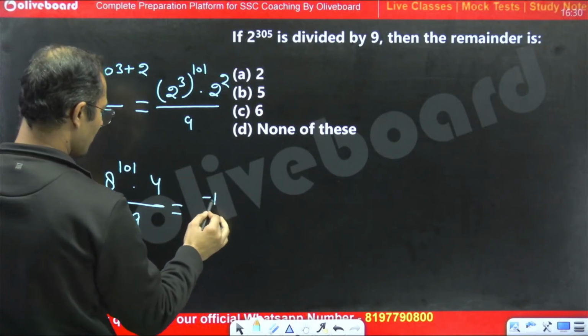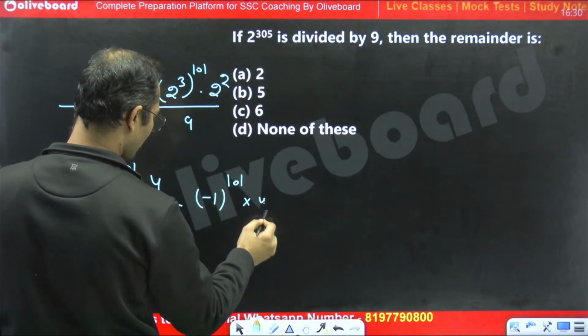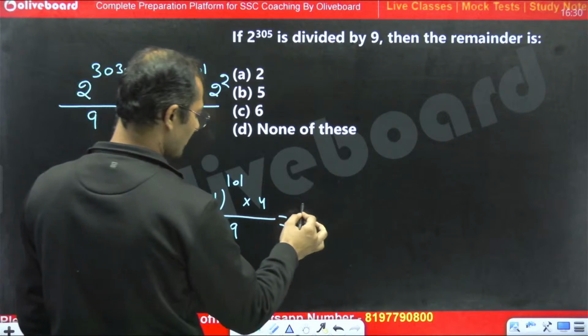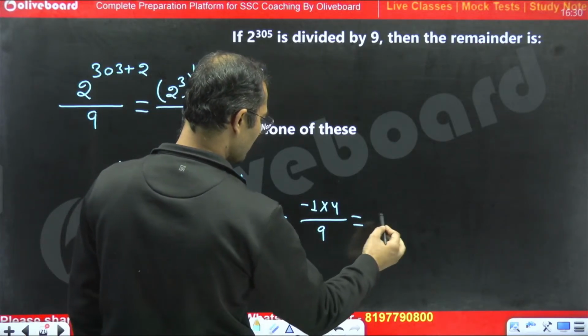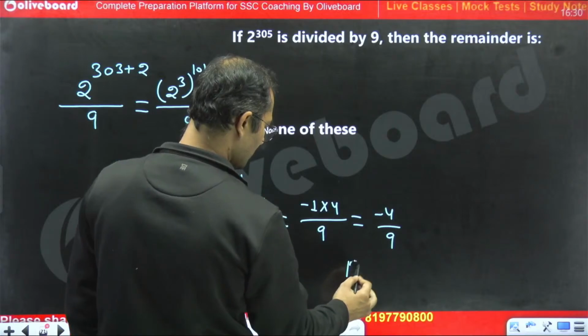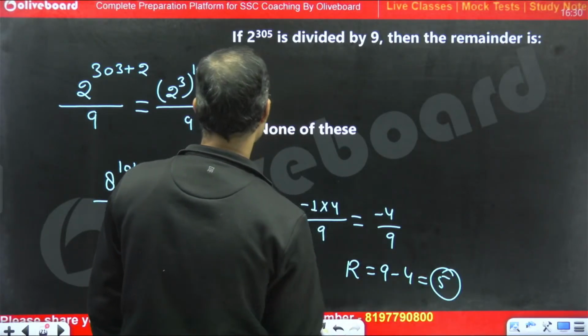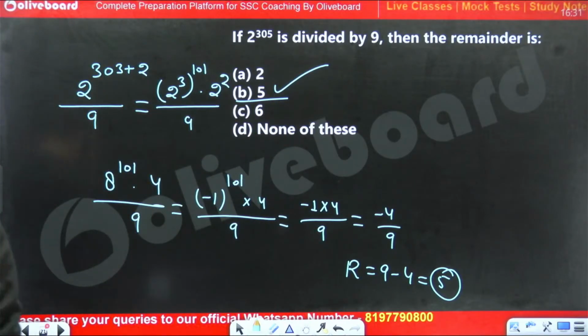So this is equal to minus 1. So minus 1 to the power 101 into 4 divided by 9. Minus 1 to the power odd number means minus 1. So minus 1 into 4 divided by 9, so minus 4 divided by 9. So the remainder is 9 minus 4, that is 5. 5 is the right answer. Very good question. So B is the right answer.